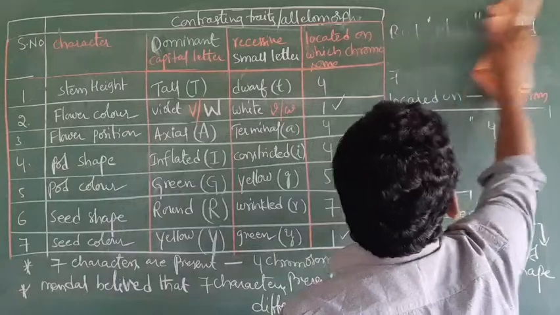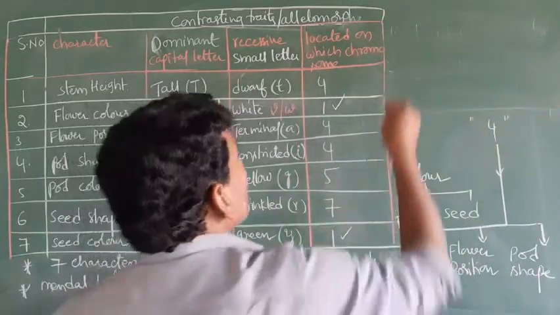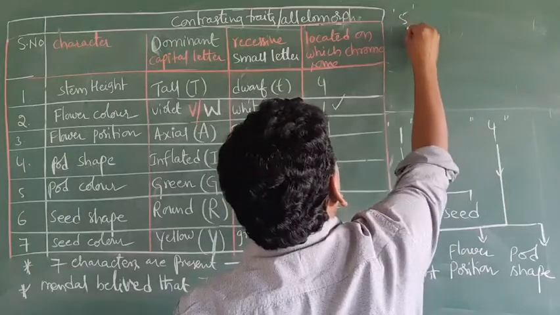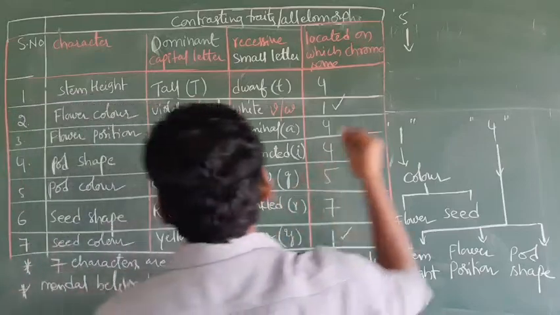Next, one more point. Next, look at the 5th chromosome. On the 5th chromosome there is only pod color.